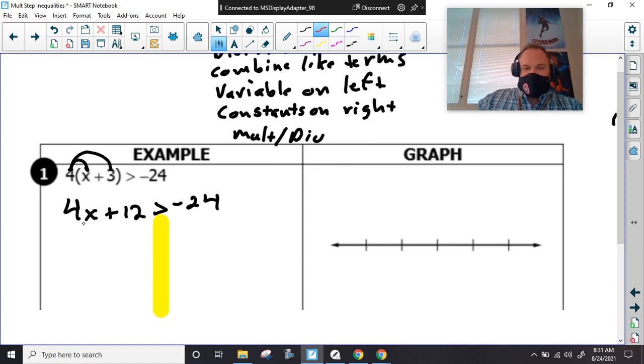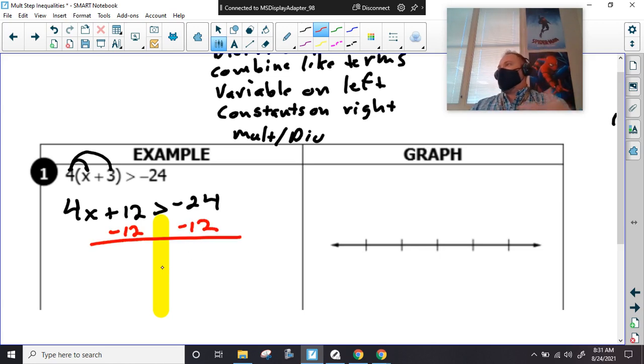Our variable's already on the left. We want this constant, we want this 12 over here. So we need to subtract, because we like to do the opposite. Okay, that helps with this, being teenagers. We like to do the opposite of what we're told.